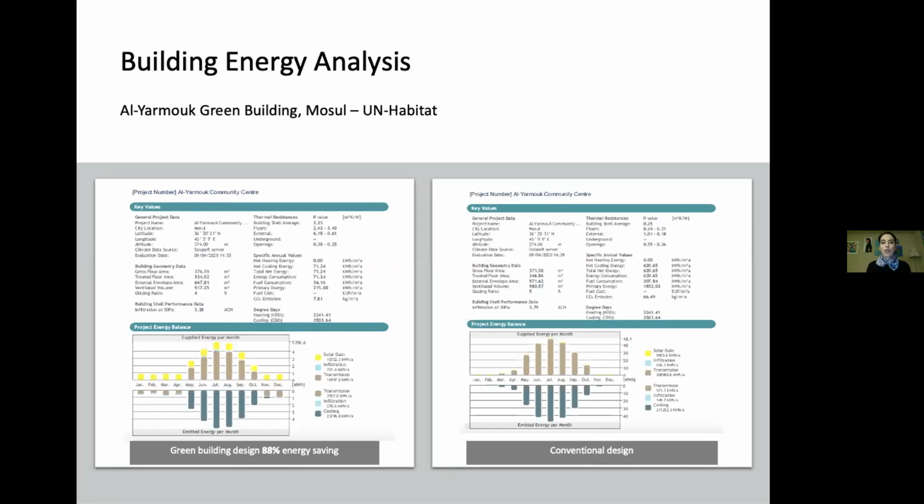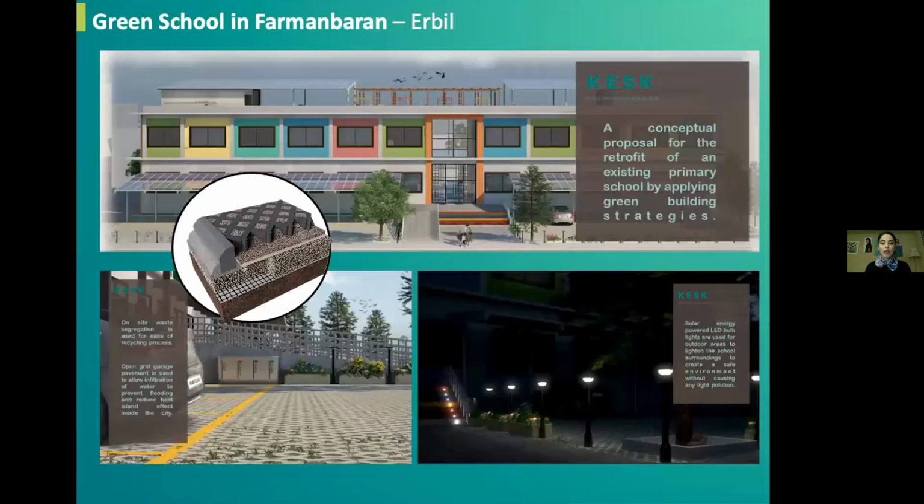And the solutions we have used in terms of insulated envelope, insulated windows, doors, whether we are using a solar energy system, we did not put it in this analysis. It's also going to be incorporated, and it's all going to show us how much would be saved. This is a retrofitting for green school in Farman Baran in Erbil.